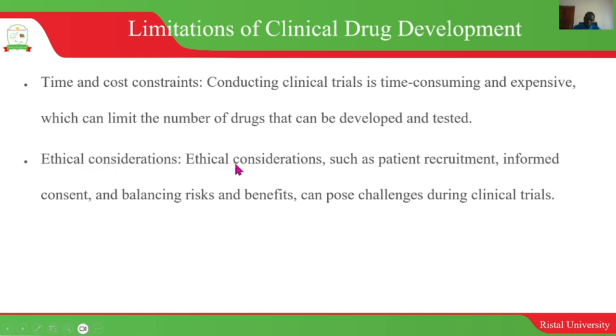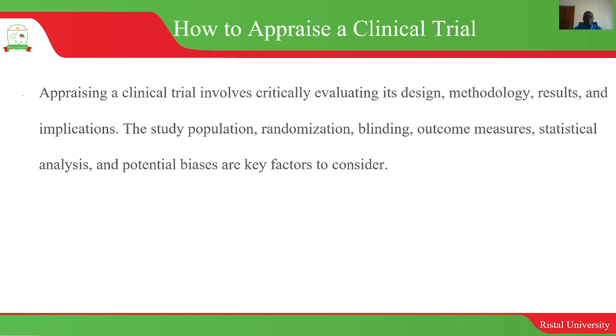Ethical consideration, such as patient recruitment, informed consent, and balancing risks and benefits, can pose challenges during clinical trials. We already looked at the institutional review board and the ethical considerations. So how to appraise a clinical trial? Appraising a clinical trial involves critically evaluating its design, methodology, results, and implications. The study population, randomization methods, blinding, outcome measures, statistical analysis, and potential biases are key factors to consider.